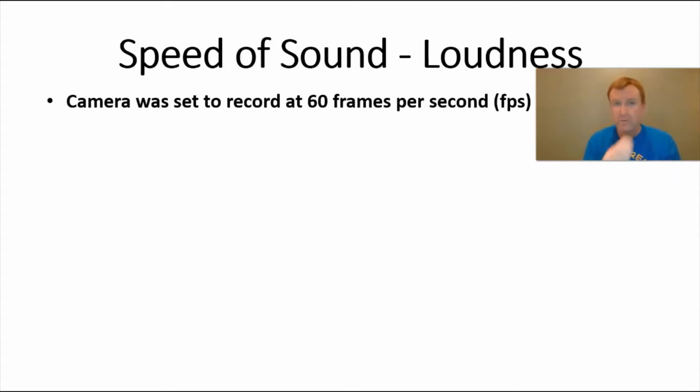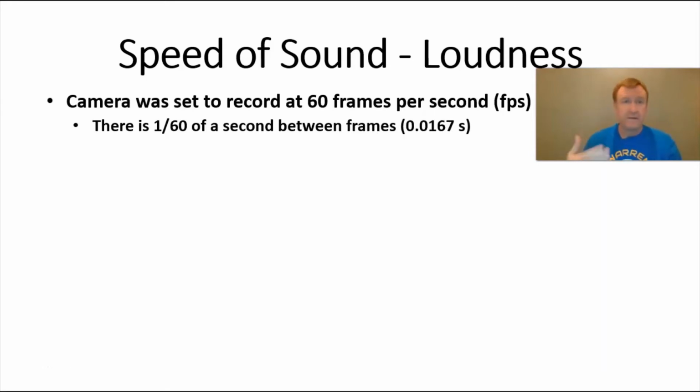Okay, the first thing we're going to look at is how the loudness affected the speed. All right, so the camera was set to record 60 frames per second, which means every second it takes 60 pictures, so it takes 1/60th of a second for each picture. In other words, there's 1/60th of a second between each picture, so a very small amount of time.